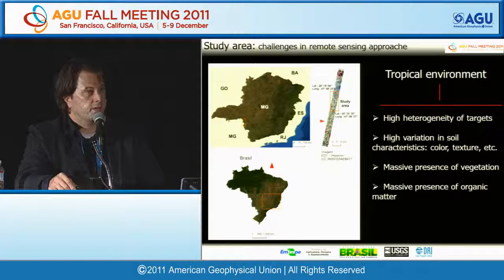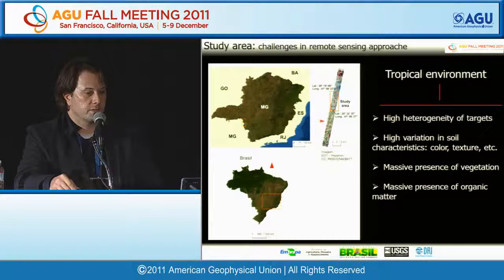In a semi-arid climate, vegetation is just a background, because the vegetation is so different. In the tropical environment we have higher biodiversity, and the vegetation isn't just background, but an important part of the game. The massive presence of organic matter is a problem too, because we have a lot of moisture in the soil. Thinking about those characteristics, we took a study area in Minas Gerais state, with a Hyperion dataset.